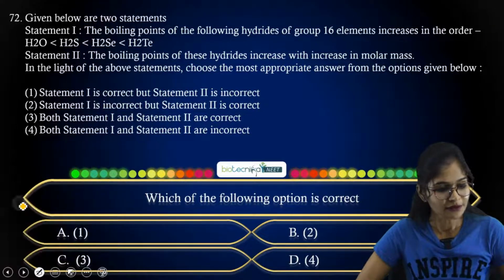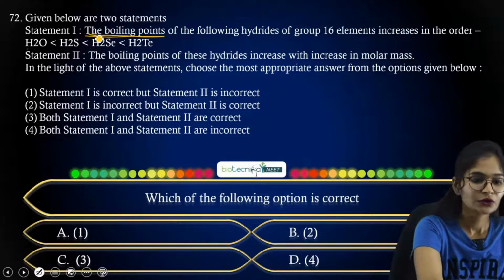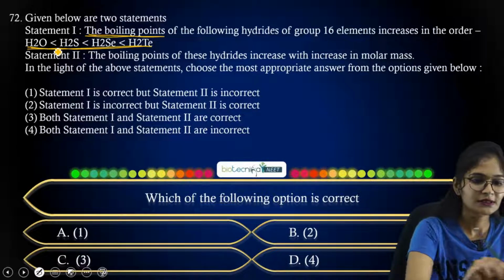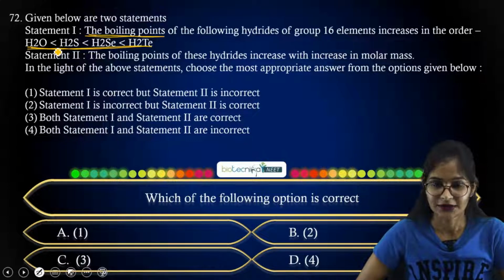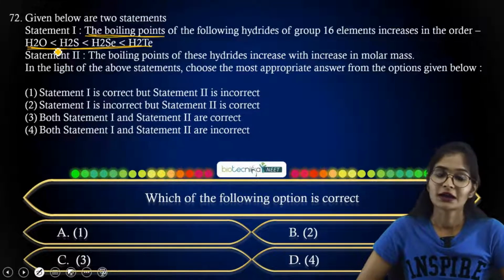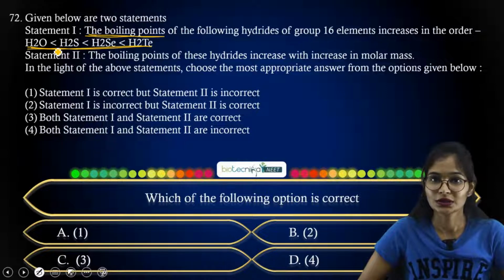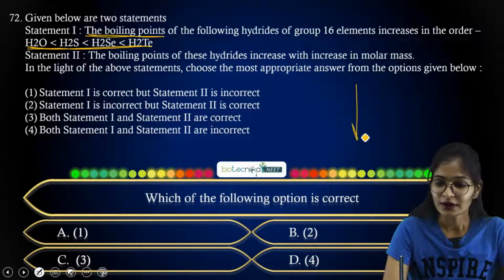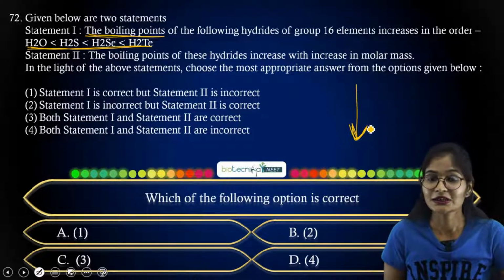Now, what have they given? They have given the boiling points of group 16 hydrides, where you have the elements oxygen, sulfur, selenium, and tellurium. The hydrides they have mentioned are H2O, H2S, H2Se, and H2Te. Down the group, the boiling point will be increasing, no doubt.